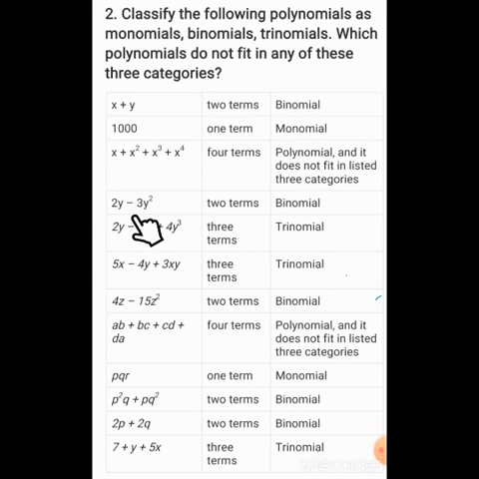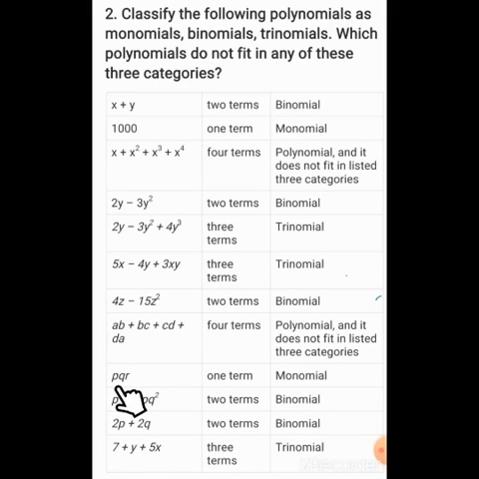Next expression, here two terms, so we call it a binomial. Next expression has three terms, so trinomial. Next expression, again three terms, so trinomial. Next one is only two terms, so binomial. After that, AB plus BC plus CD plus DA. Here four terms are given, so again we write polynomial and it does not fit in the listed three categories.